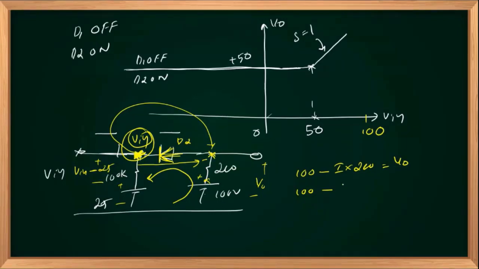So current is nothing but 100 minus V in, not 25, V in, divided by the resistance here is only 200, not in series with 100K. So this potential is V in. Potential difference is 100 minus V in, divided by resistance is 200K, multiplied by 200 will give you V out. And you can see that this will cancel each other. Plus and minus will cancel, negative and it will become positive. So V out will be same as your V in.